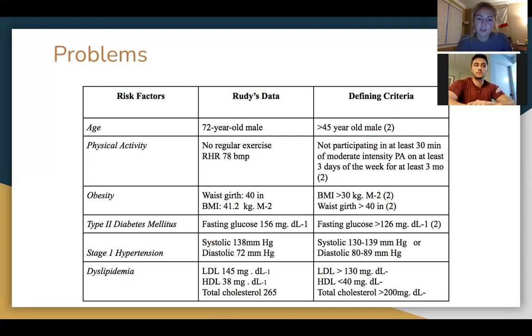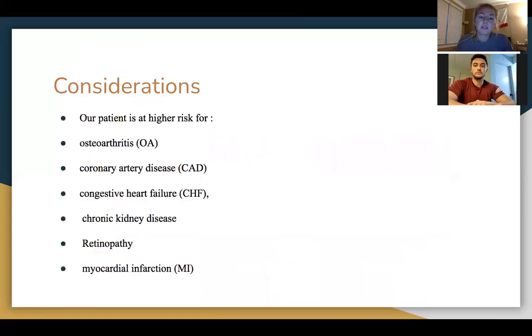And he has metabolic syndrome because he has multiple risk factors. And this defining criteria was drawn from ACSM. Some considerations for our patient are osteoarthritis because he is overweight, so there's more pressure on his joints, coronary artery disease, congestive heart failure, chronic kidney disease, retinopathy, and myocardial infarction.